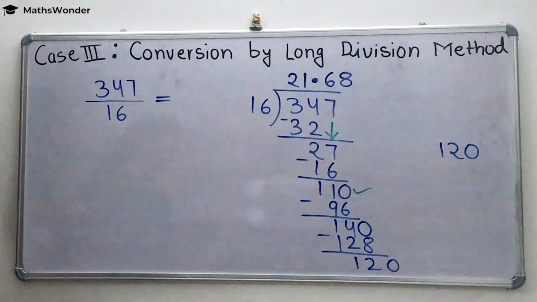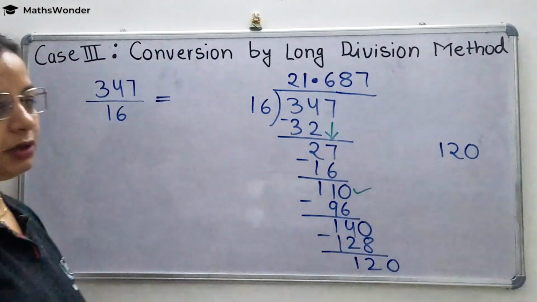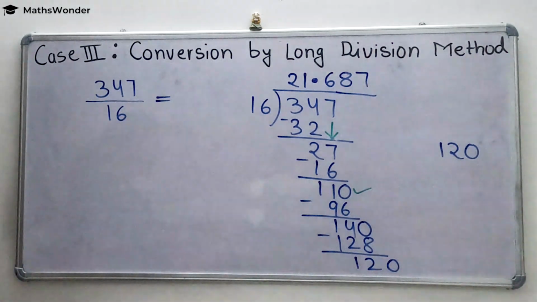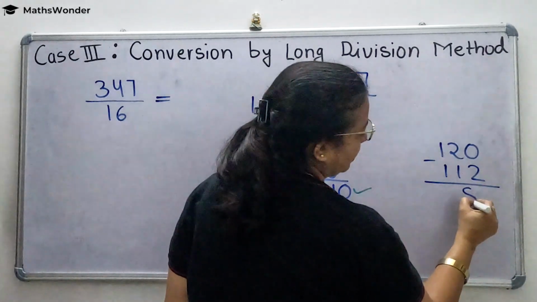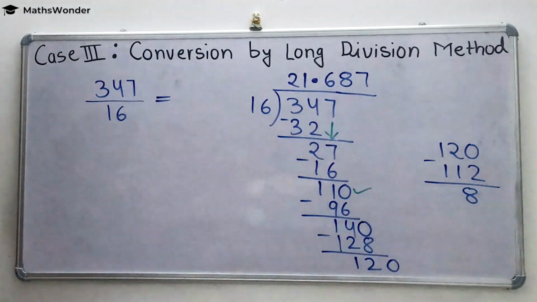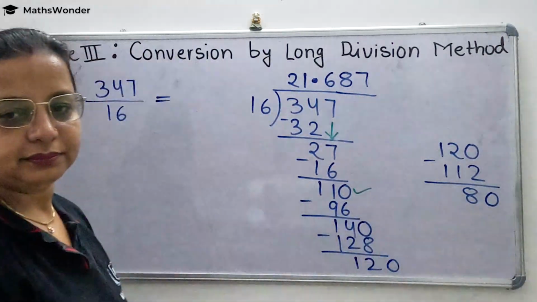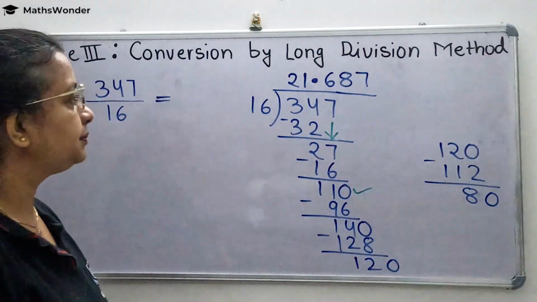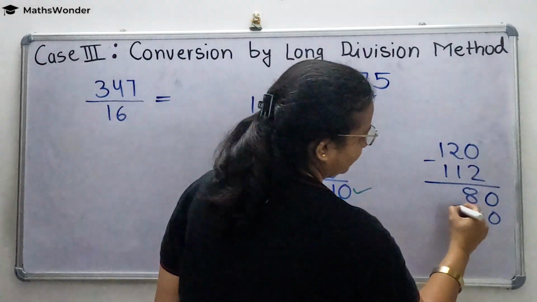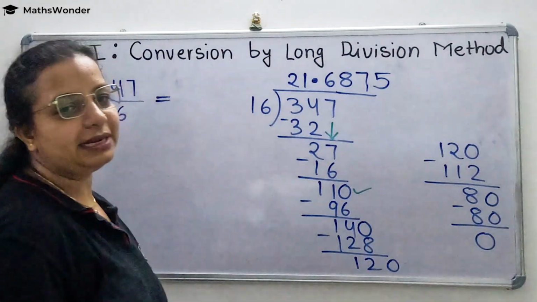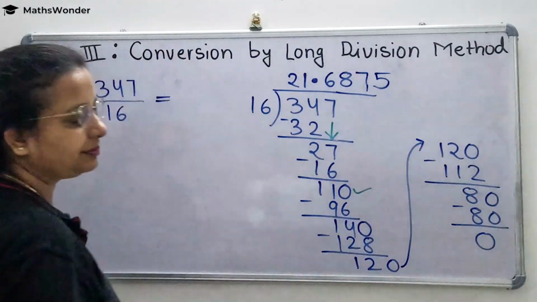Okay. 16 times 7 will be 112, which is 120 or less than 120. What's the answer? 14. So now remainder is 0. So you can see it here.